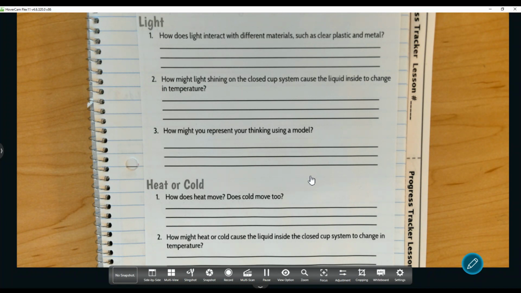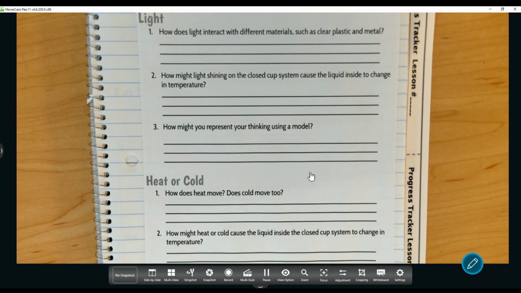What about cold? Can cold move? And if it can, then does it cause the liquid to change in temperature inside of a closed cup system? So go ahead and answer those questions. And then you will move on to lesson 7.